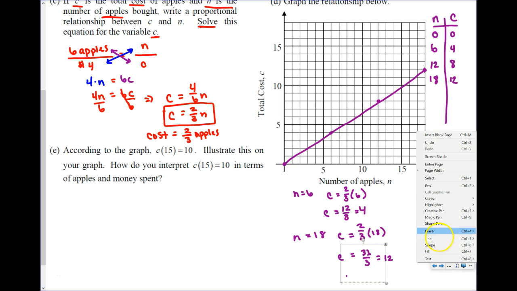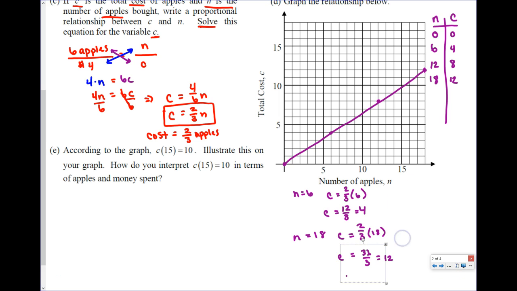So now, if I go to letter E, according to the graph, C of 15 equals 10. Illustrate this on your graph. Okay, so I'm going to go over to here. Remember, C of 15 equals 10. This is like my x value, and this is like my y. So this is saying the point 15, 10. I'm going to go over to my graph, find 15, 10. Right there is C of 15 equals 10.